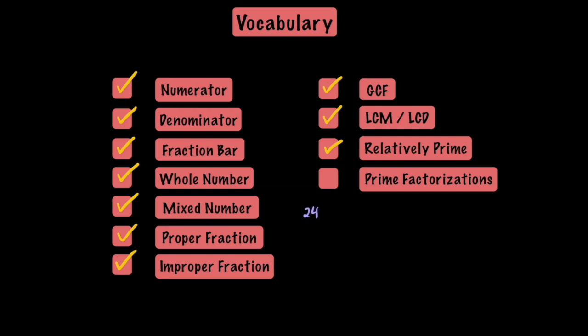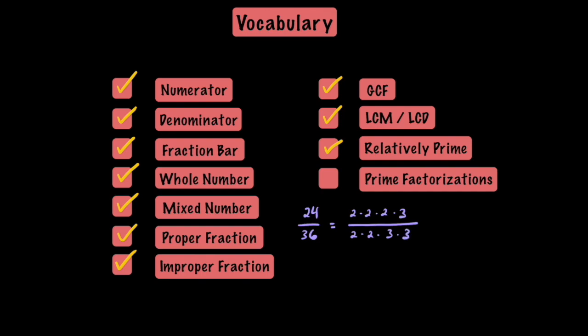Consider the fraction 24 over 36. If I were to ask you if you could simplify this fraction, you should say yes. The technical reason being that 24 and 36 are not relatively prime. Let's break down the numerator and denominator here into their prime factorizations. 24 is the same thing as 2 times 2 times 2 times 3, and 36 is the same thing as 2 times 2 times 3 times 3.